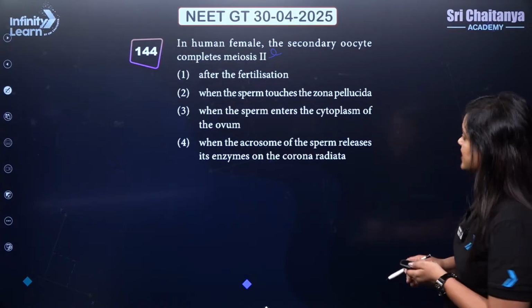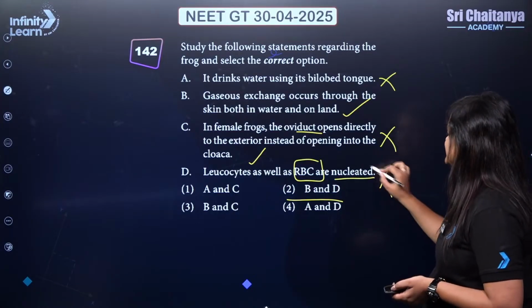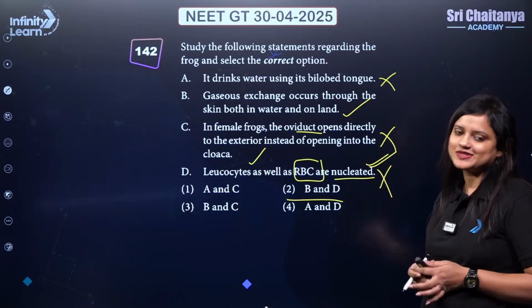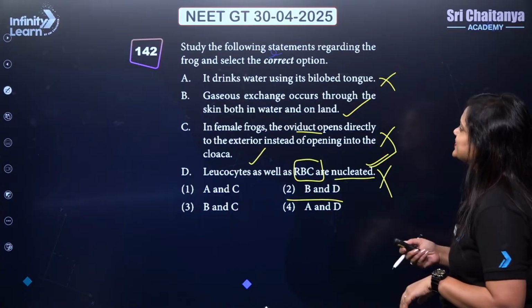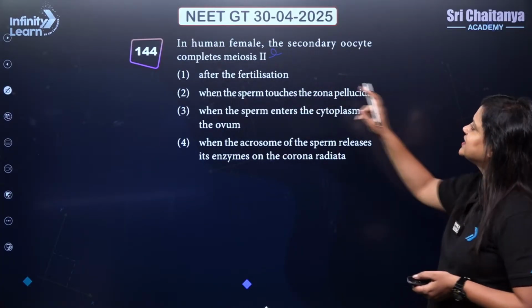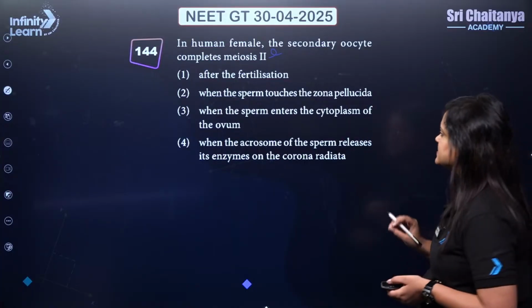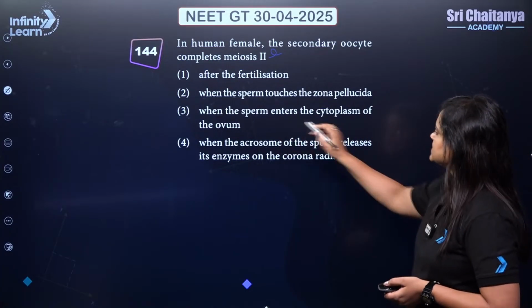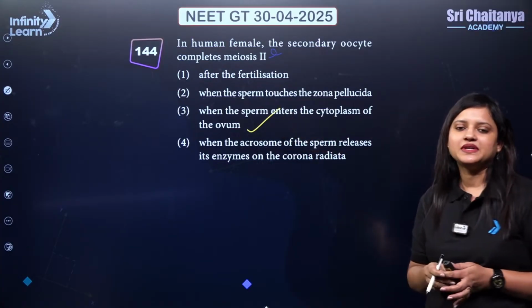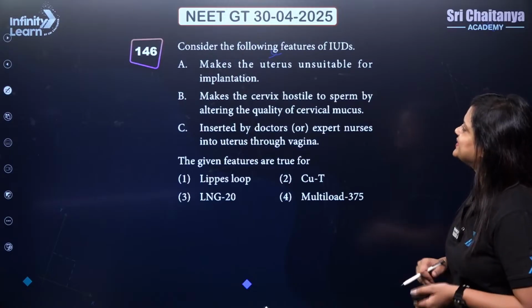Next, acha, in case of frog, yes, definitely in case of frog the RBCs will be nucleated. Yes, so this is right. So correct answer is 2. Next, in human female, the secondary oocyte completes meiosis 2 when the sperm will enter the cytoplasm. Okay, so when the sperm enter the cytoplasm of the ovum, that means it is 3. Yes, in frog they are nucleated, absolutely.